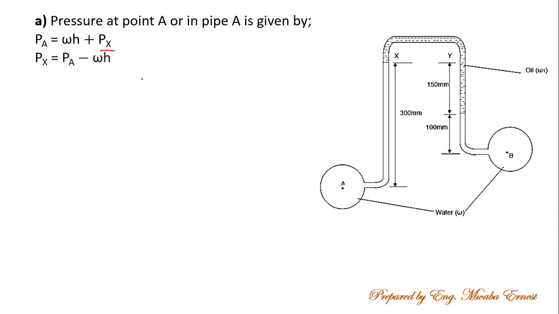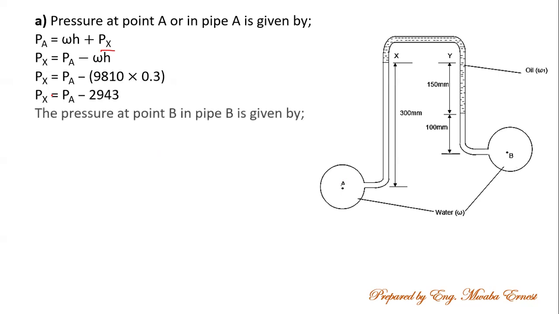Then you just turn things around, because you want to apply Pascal's law. So you make pressure at X the subject: PX is PA minus specific weight times H, and you leave it like that. Let's do the same for the other side. Here we plug in the specific weight of this liquid, which is water, times the height, 0.3. Then the number is PA minus 2943.